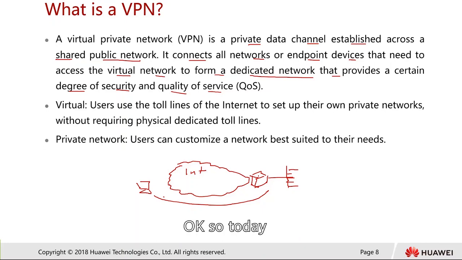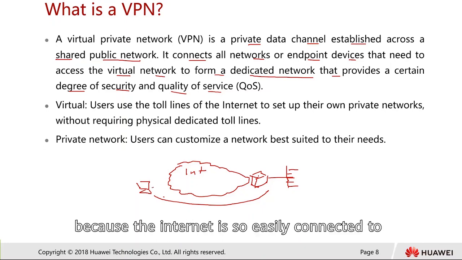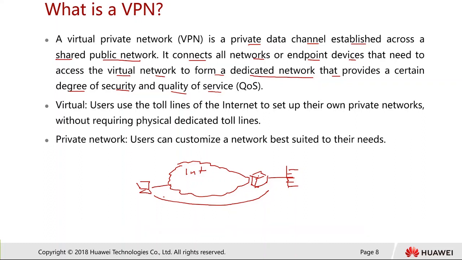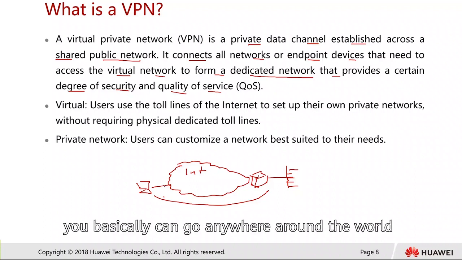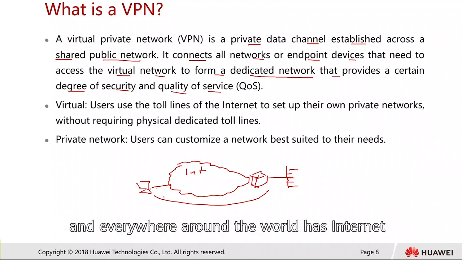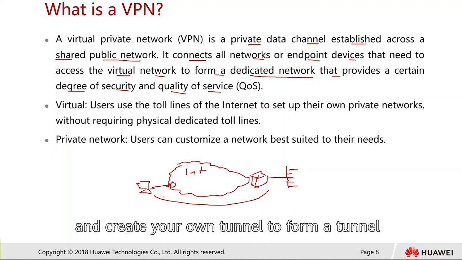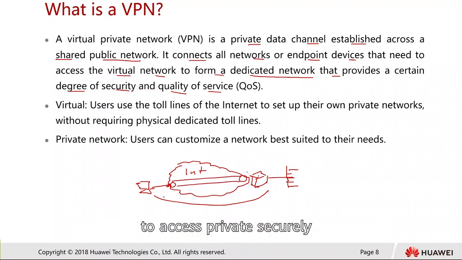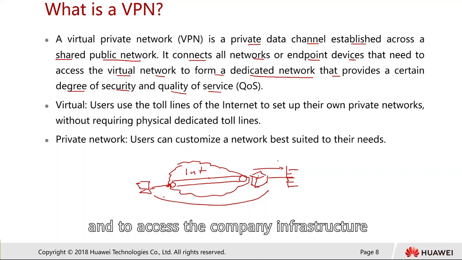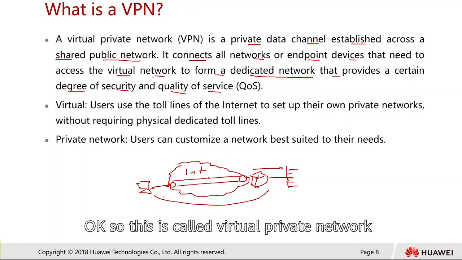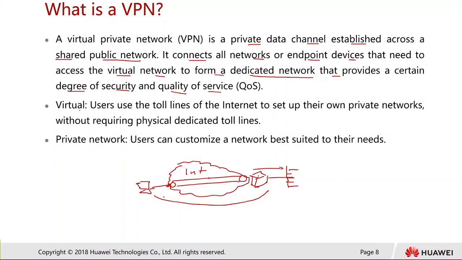So today, because the internet is so easily connected to, you basically can go anywhere around the world, and everywhere around the world they have internet. So you can actually use that infrastructure and create your own tunnel, to access the company infrastructure privately and securely. Okay, so this is called a virtual private network.